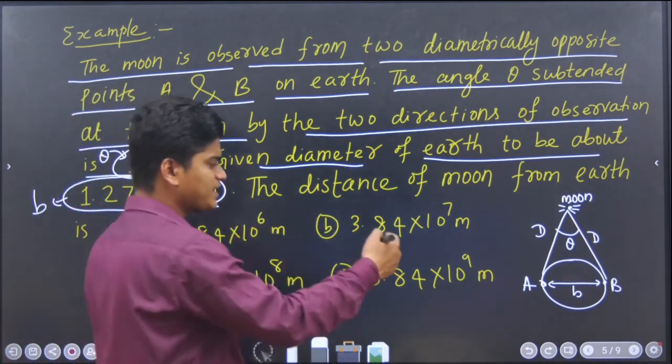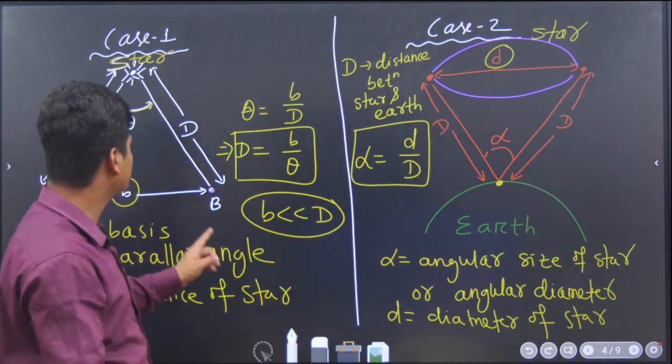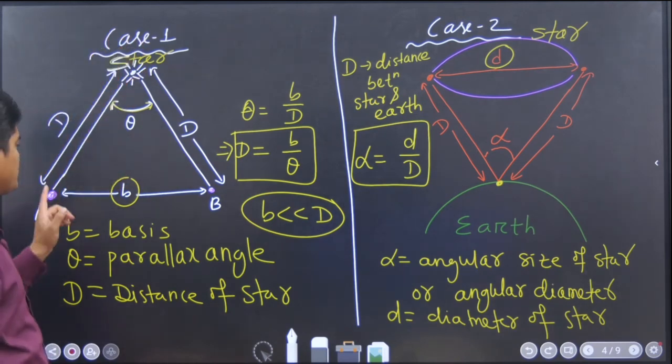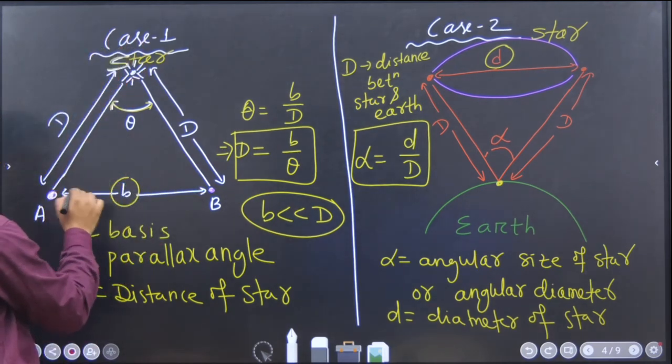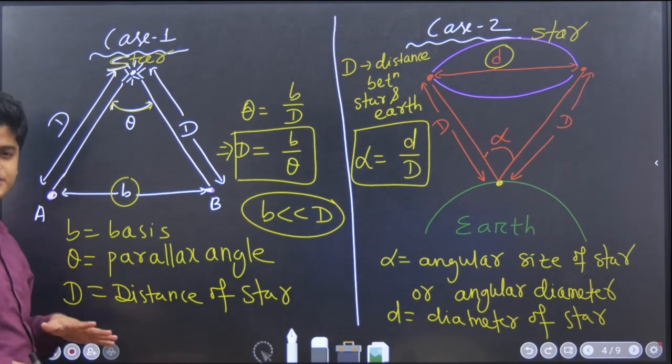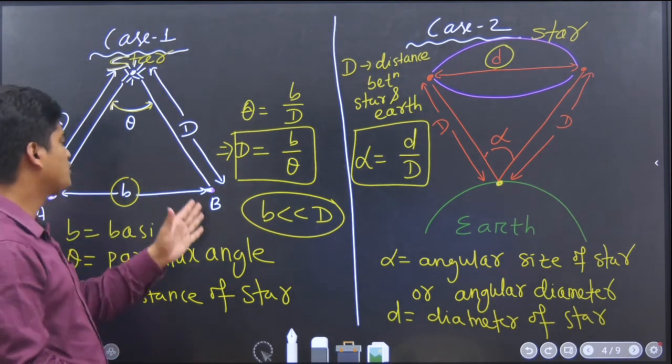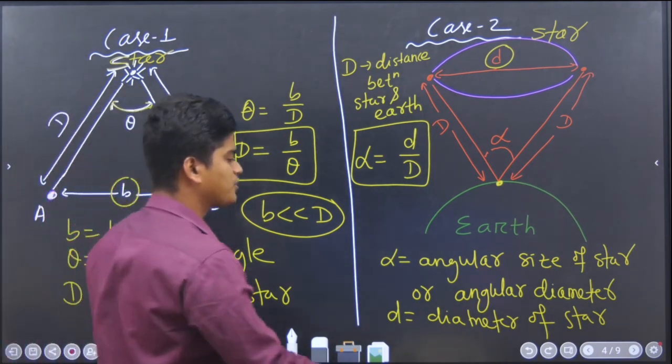Now that means it is exactly matching with what? It is exactly matching with this case. So here the moon is there. These two are diametrically opposite points of the earth, and this B is nothing but the diameter of earth.